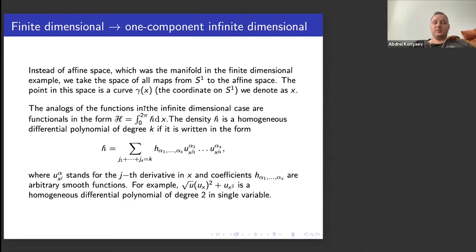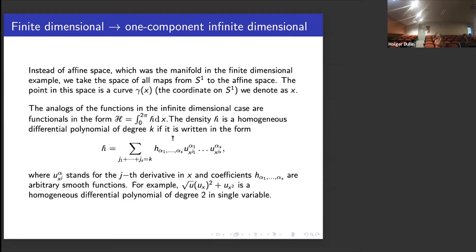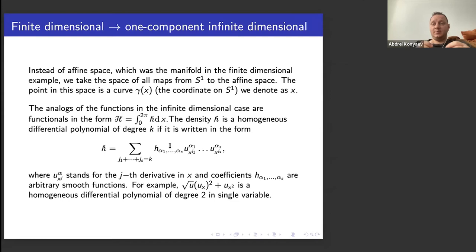You actually could use a different formalism. You can use fast descending functions or whatsoever. The only thing you need is for this integral to converge. Okay, and we call the density a homogeneous differential polynomial if it is written in this way. It's kind of complicated. You see a lot of coefficients, but basically it is a polynomial in derivatives, like ux, u2x, etc.